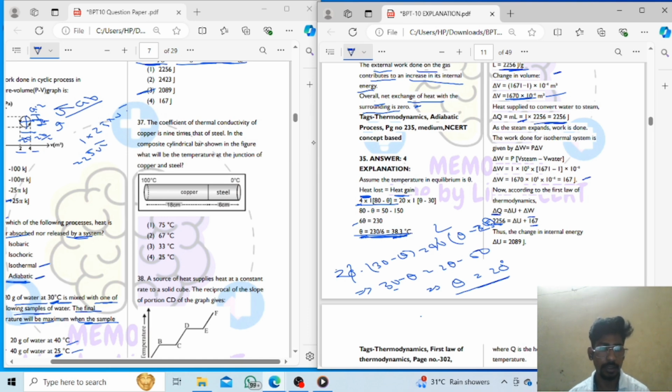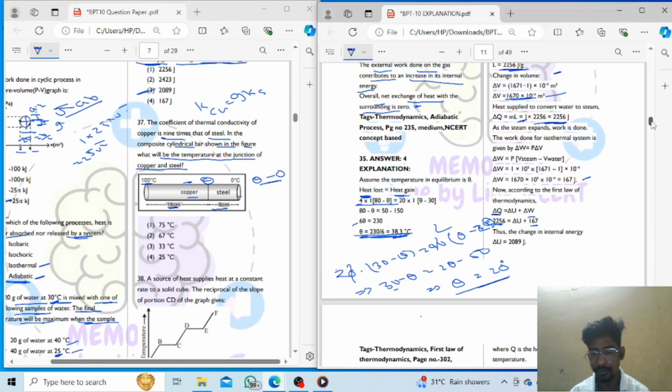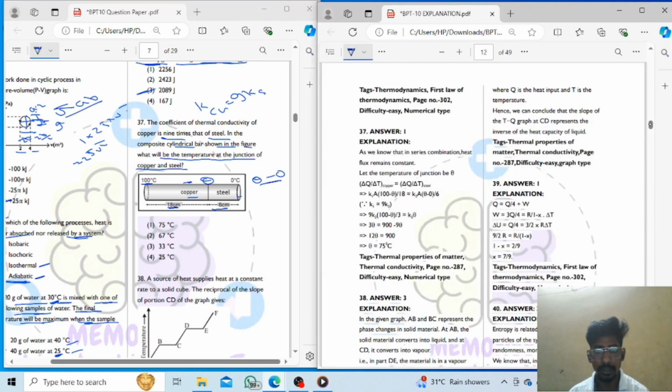Question number 37. The coefficient of thermal conductivity of copper is 9 times that of steel. That means K of Cu equals 9 times K of steel. In the composite cylindrical bar shown in the figure, what will be the temperature of the junction of the copper and steel? Okay, so this is copper, this is steel. The junction temperature is theta. So here it will become 100 minus theta, and here theta minus 0. The lengths are 8 and 6, we got this from the figure. As they are acting as a system, the total heat taken and the total heat released will be equal.